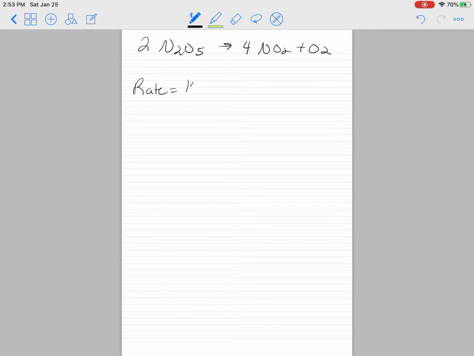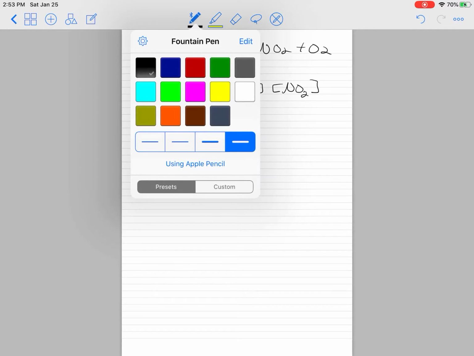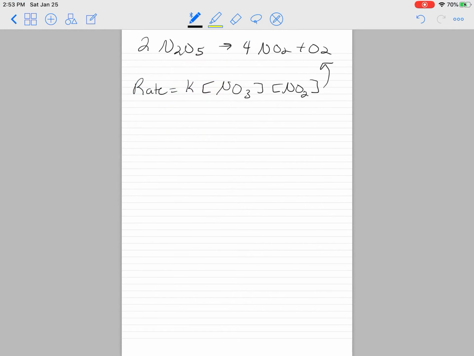But the rate law for step 2, if it were being used for the overall reaction, is this. We have an intermediate in this rate law, and we have a product in this rate law. This rate law cannot be correct for that overall reaction.